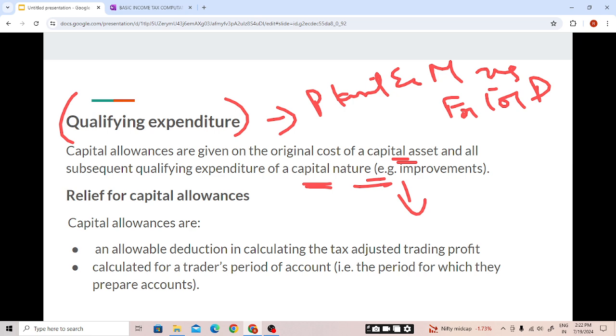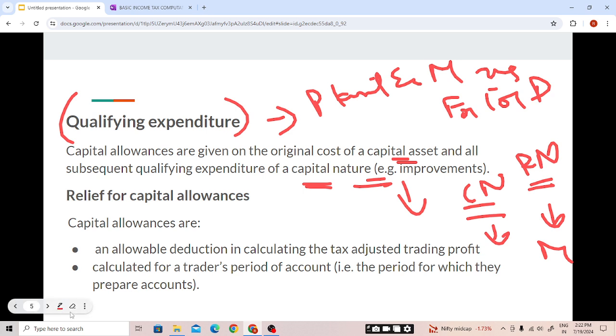As we have already seen the difference between capital nature and revenue nature: revenue nature will not increase the earning capacity, but it will maintain the earning capacity. Capital nature will increase the earning capacity. I hope this is clear.